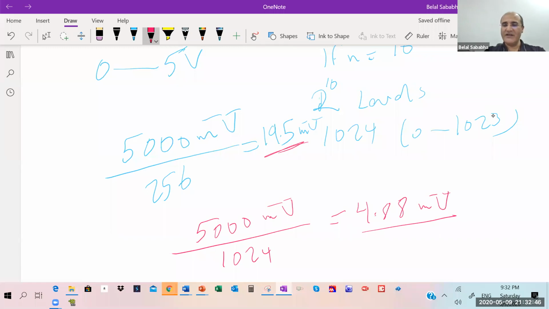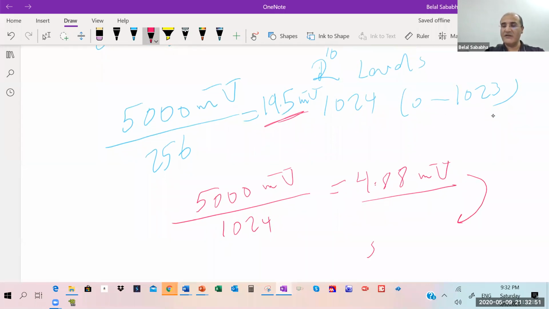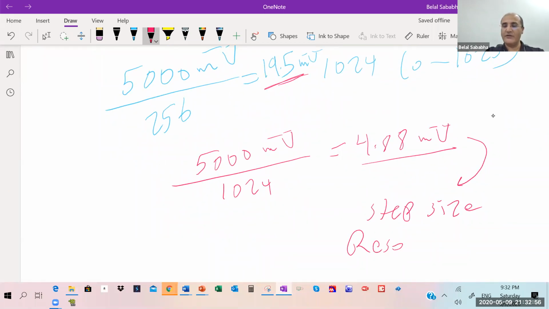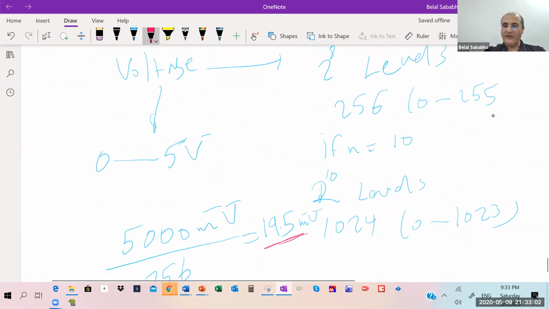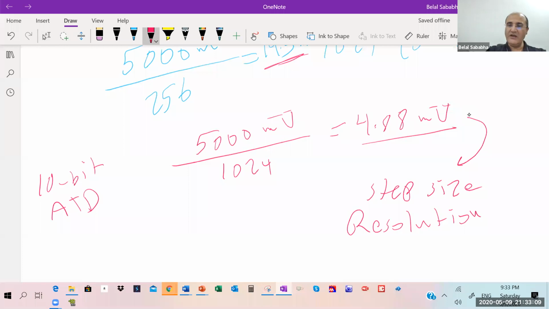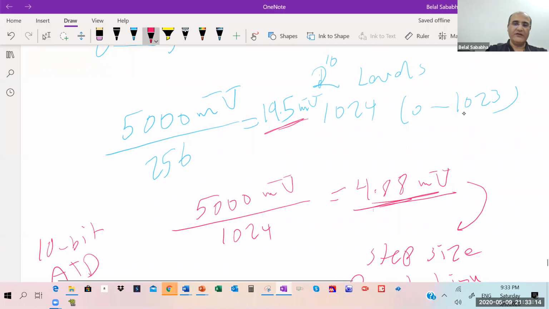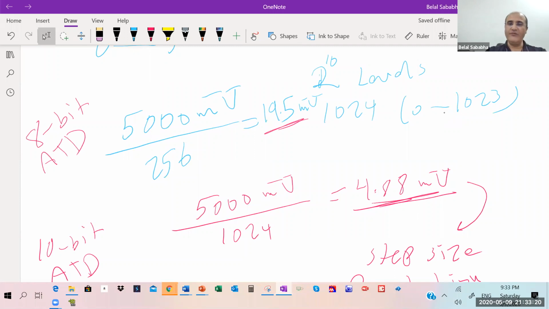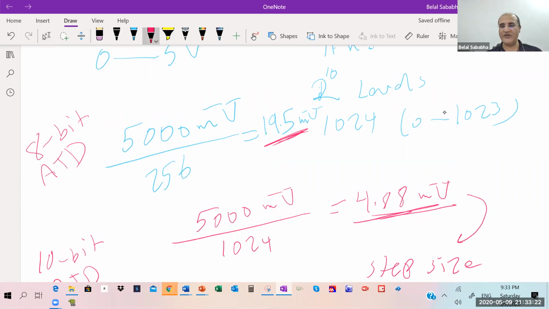So more bits represent that. This is called step size, or sometimes they call it resolution. So a 10-bit A to D will give me 4.88 millivolt resolution or step size, while an 8-bit A to D will give me 19.5 millivolt step size or resolution.